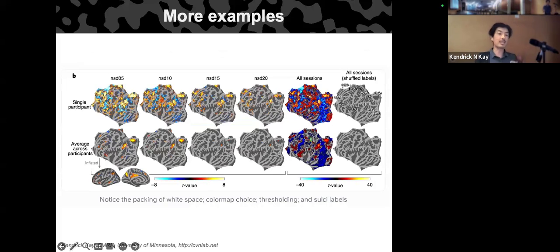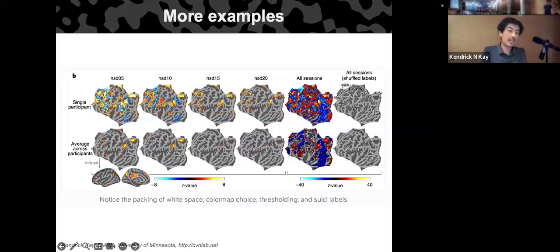So notice white space. This is packing in as many of these brain maps as I can in a fixed amount of space. There's not a lot of dead space. There's also color map choices. This color map was very deliberately chosen. Depending on what type of data you're showing, there are definitely bad color maps and good color maps. Think about that. It's kind of annoying, but it's actually really important.